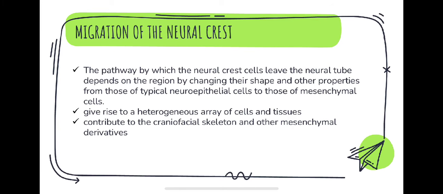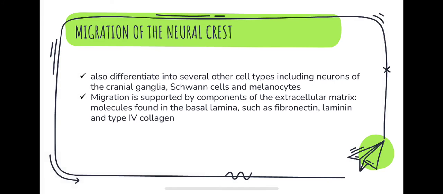Migration of the neural crest. The pathway by which the neural crest cells leave the neural tube depends on the region, by changing their shape and other properties from those of the typical neuroepithelial cells to those of the mesenchymal cells. It also gives rise to a heterogeneous array of cells and tissues. Also, it contributes to the craniofacial skeleton and other mesenchymal derivatives.